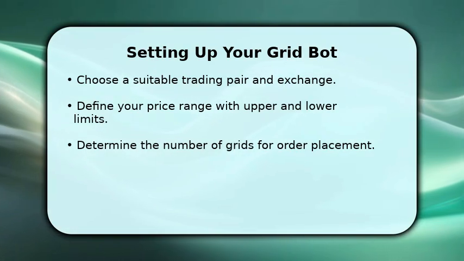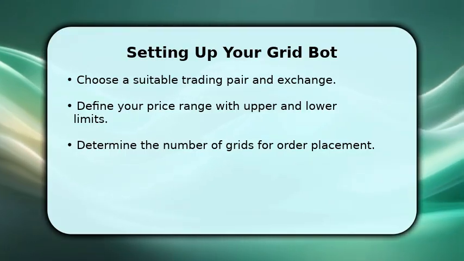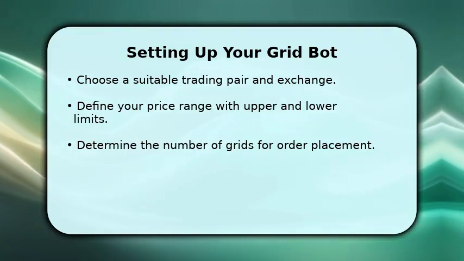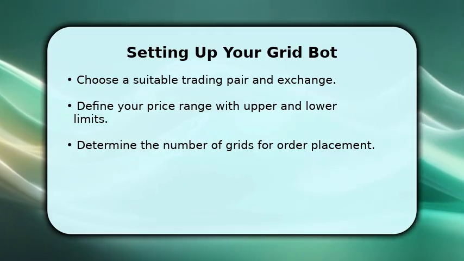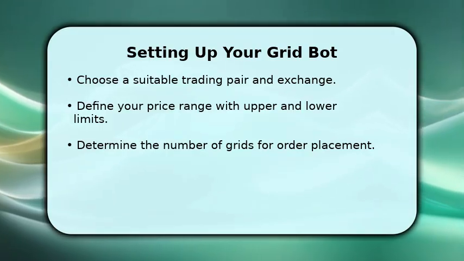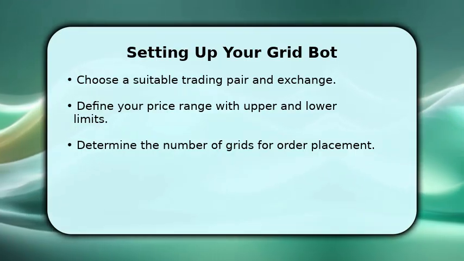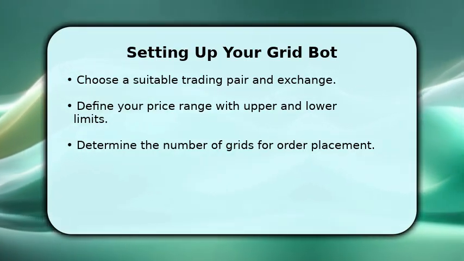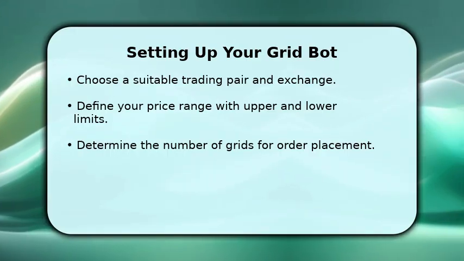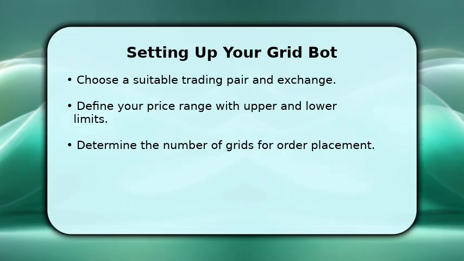Setting up your grid bot involves a few key steps. First, select a trading pair and an exchange that supports grid trading. Next, you'll define your desired price range, setting clear upper and lower limits. Then, decide on the number of grids, which dictates how many buy and sell orders will be placed. Finally, allocate the capital you wish to use, perhaps starting with $500.